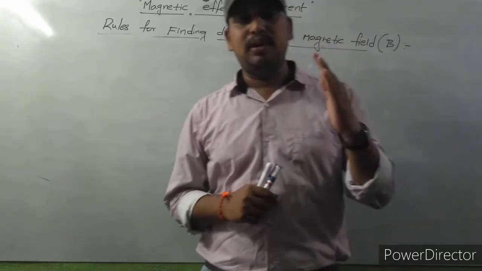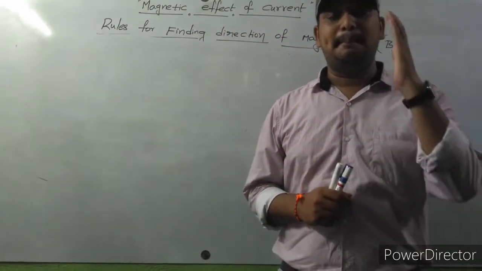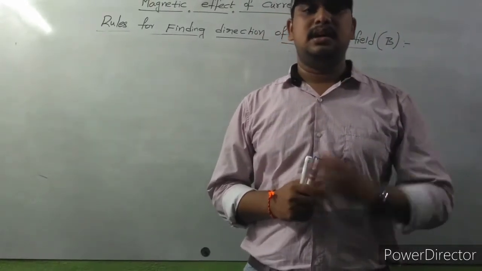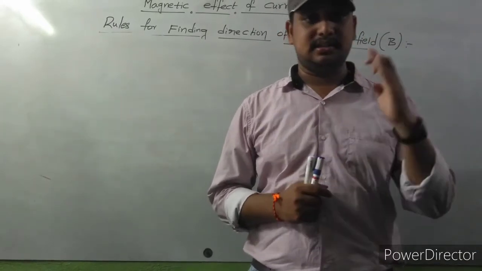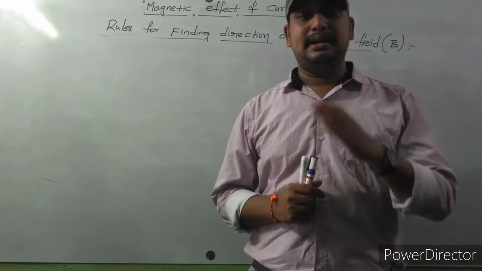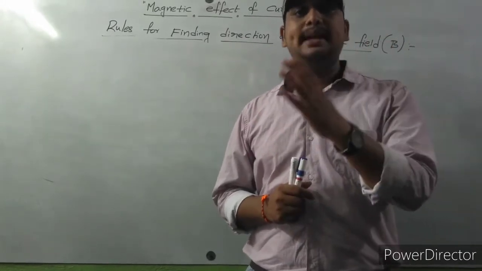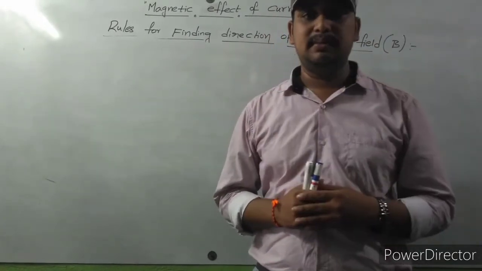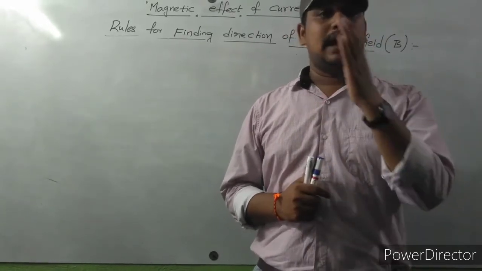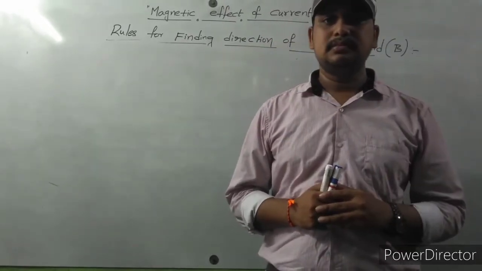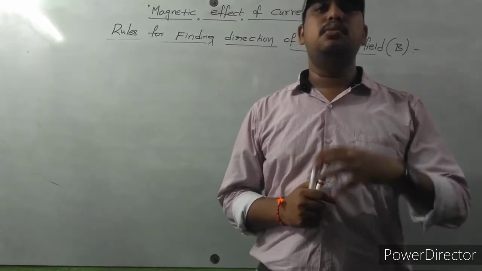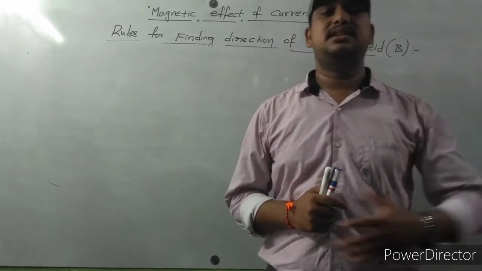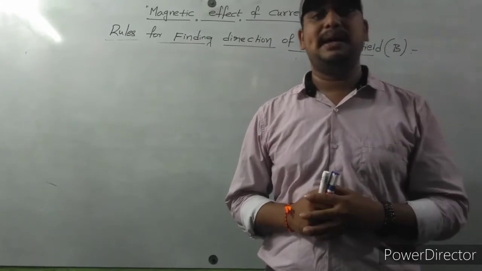Up to now, I uploaded video lectures on the topic magnetic effect of current. In this chapter, in the first lecture I discussed Oersted's experiment and his conclusions. In the second lecture, I discussed rules for finding magnetic field: first, Ampere's right hand thumb rule, and second, Ampere's swimming rule. We also discussed a few more rules, that is Maxwell's corkscrew rule, in the previous lectures. So please watch those previous lectures for better understanding.